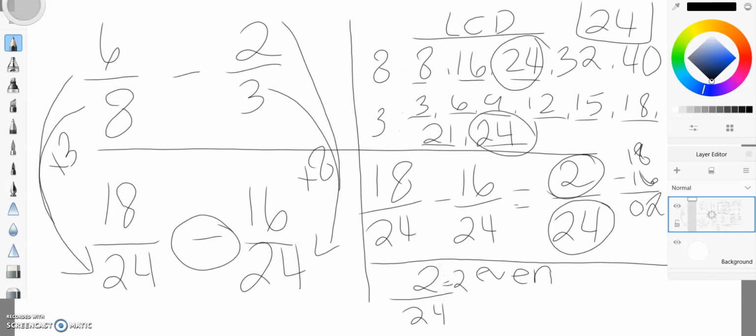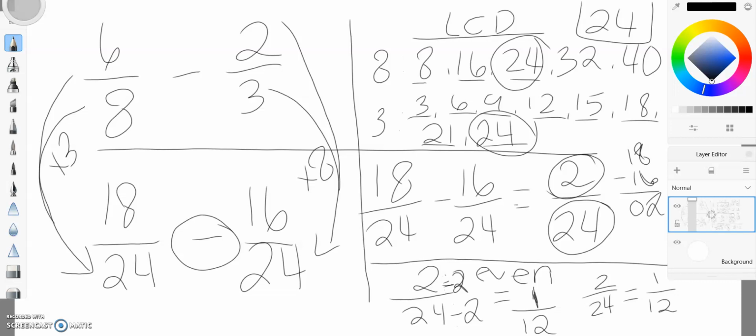When we're reducing a fraction, we have to divide our numerator and denominator by the same number. So if I'm dividing 2 by 2 on the top, I'm dividing 24 by 2 on the bottom. So what's 2 divided by 2? 1. 2 divided by 2 is 1. And what's 24 divided by 2? 12. So 2 over 24 is equal to 1 over 12.